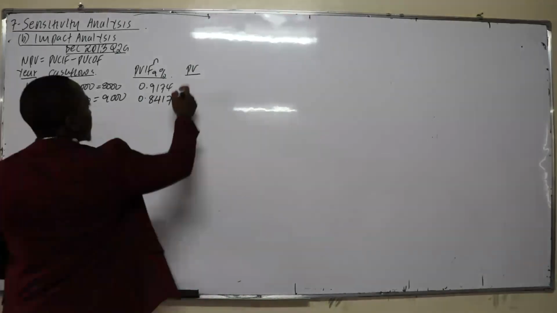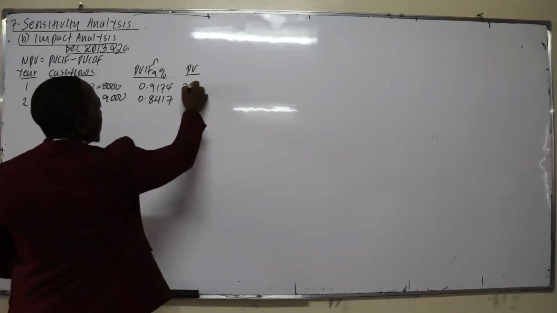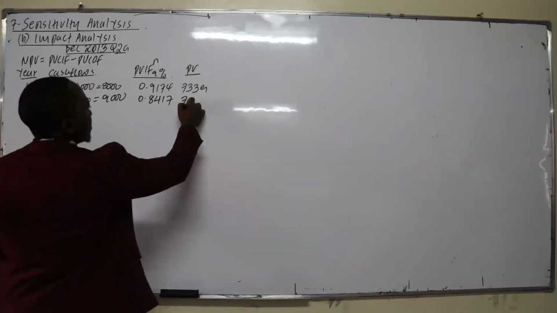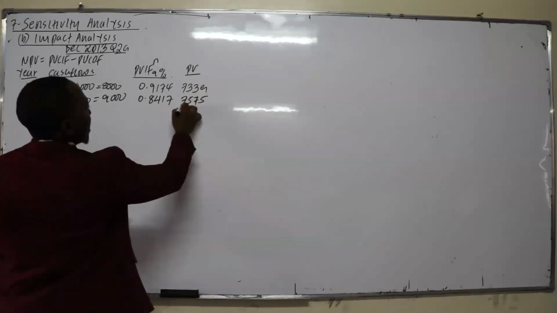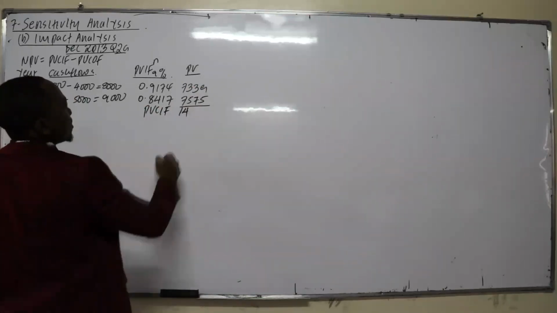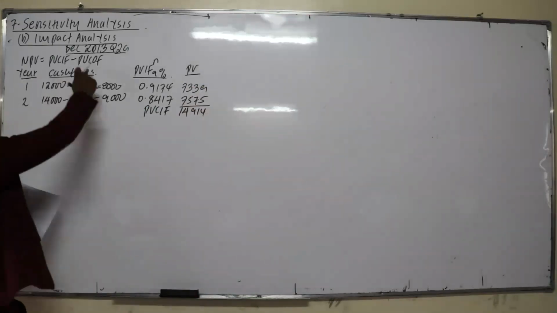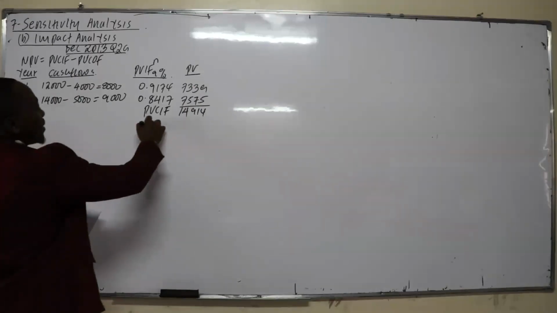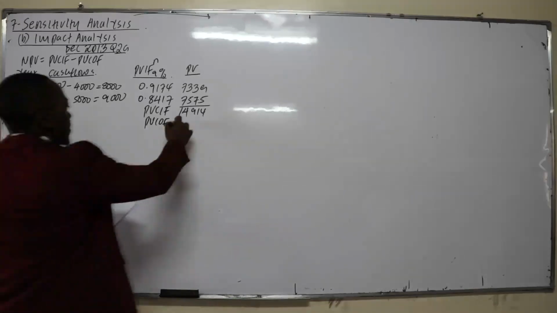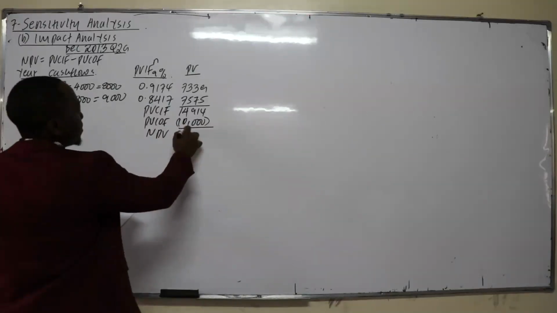Now give me the present values. That's 9,075, 70. Good. Now let's add the two to get the present value of cash inflow. You get 14,914. Good. So the objective is to get NPV. To get NPV, you deduct the present value of cash outflow. How much was the initial cost? The initial cost we have is 10,000. So that means the net present value of the project will be 4,940.